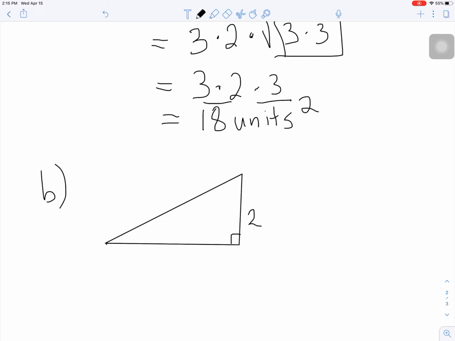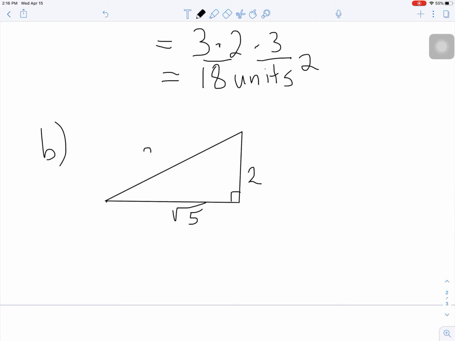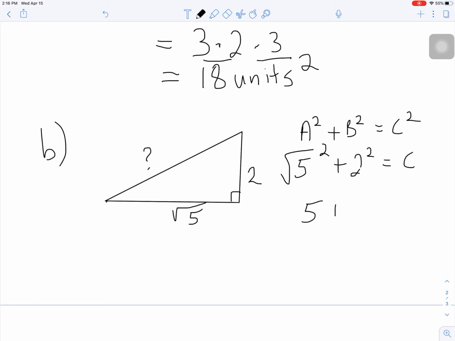Okay, so now we have this square here. It's 2 on this side, square root of 5 here. Okay, so we need to find this one in order to find the perimeter. So then we go Pythagorean theorem. It's a squared plus b squared equals c squared. So we know that it's the square root of 5 squared plus 2 squared equals c squared, which will equal 5 plus 4 equals 9. We have to square root that, so we get an answer of 3. So this side is going to be 3.